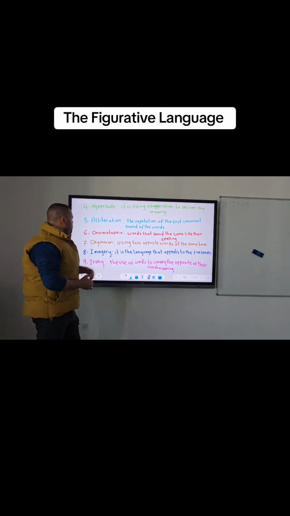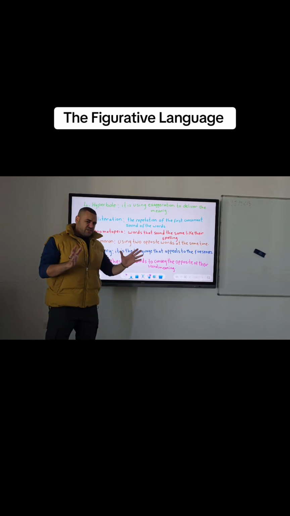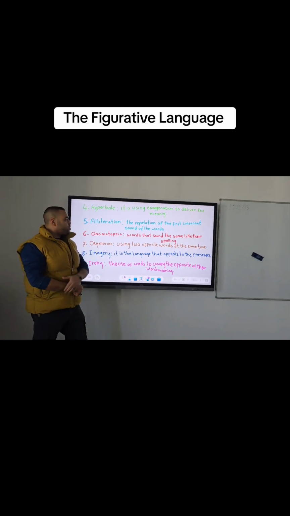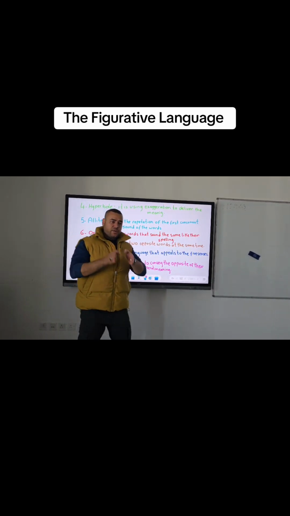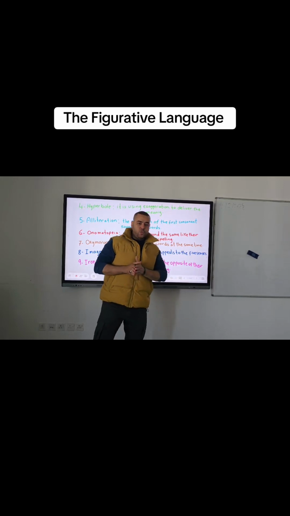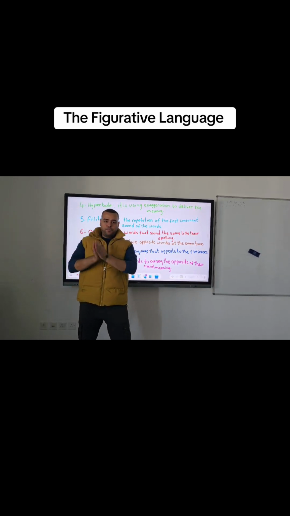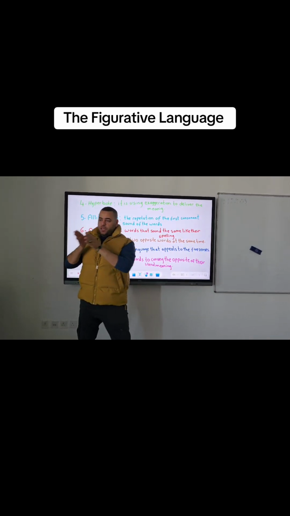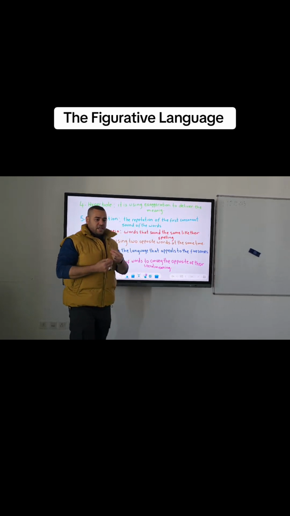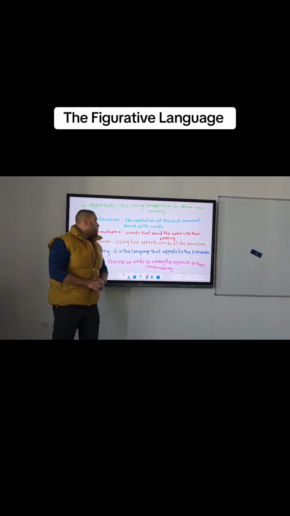For number 5, we have alliteration, and alliteration is very simple. It's the repetition of the first consonant sound of the words. You use the same consonant sound and you repeat it in many words. It's like when you say keeper, better, beater, picked up, whatever. So the P is repeated. So it gives a kind of music to the sentence.